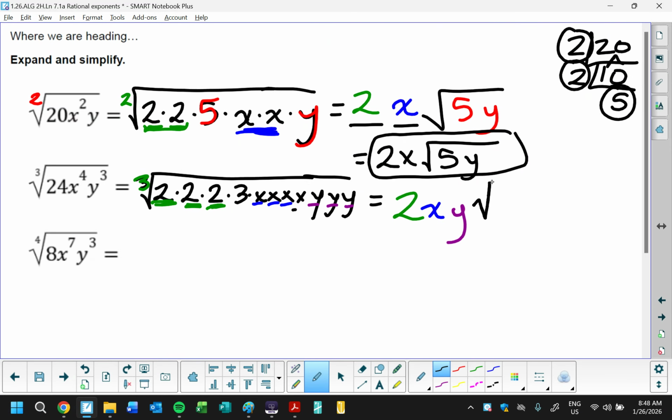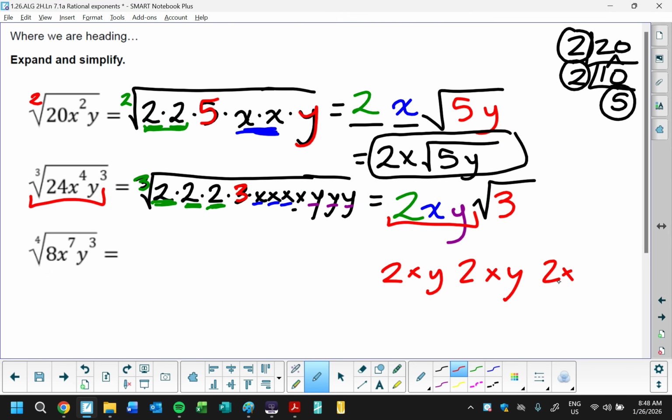But unfortunately, we're not finished because there are still some leftover pieces to the puzzle. You cannot say that the cube root of this is equivalent to 2xy, because if you multiply 2xy times 2xy times 2xy, you get 8, which is not 24. You get x cubed, which is not x to the fourth. So these are not yet equivalent. We need the extra pieces of the puzzle.